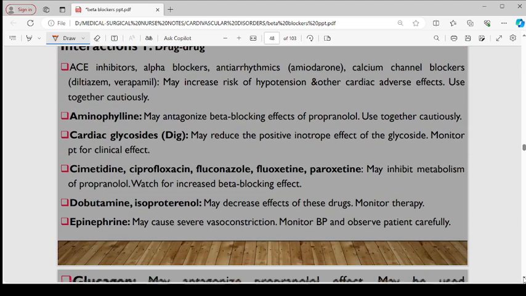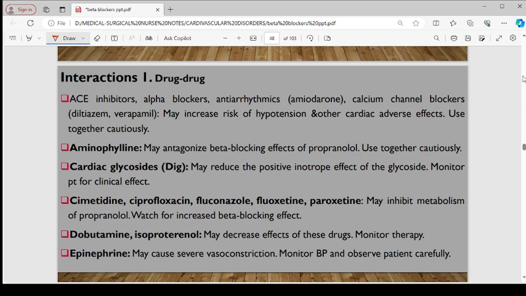In terms of interaction, this drug could, looking at the drug-to-drug interactions, you find that if you're giving the ACE inhibitors, the alpha blockers, the antiarrhythmics, or the calcium channel blockers, they may increase the risk of hypotension when you are co-administering with the propranolol, okay, and these other cardiac effects. So they have to be used together cautiously.